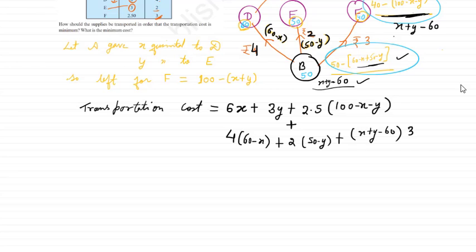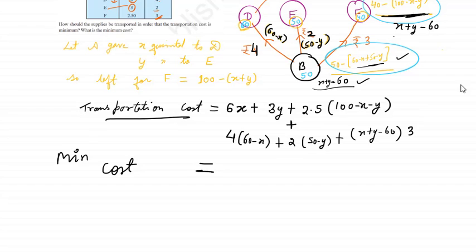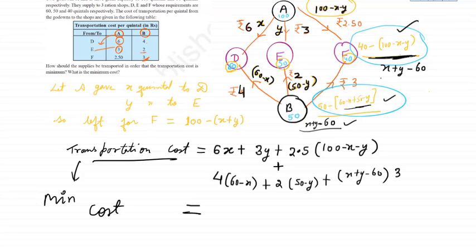You can just simplify it, and then we'll simplify it. And what do we need? We need the minimum cost. So we have to find the minimum cost. This cost should be minimum. So now we'll simplify it and write it.